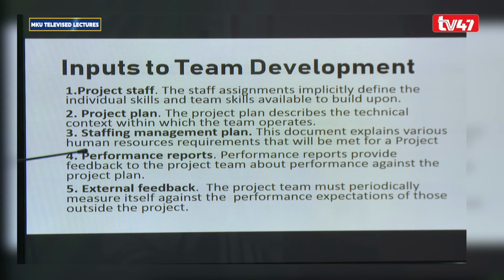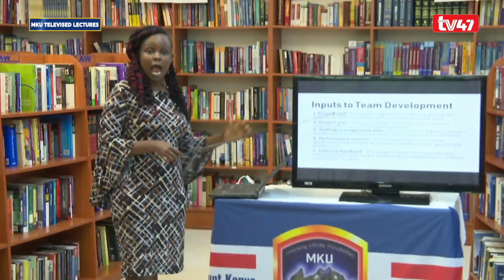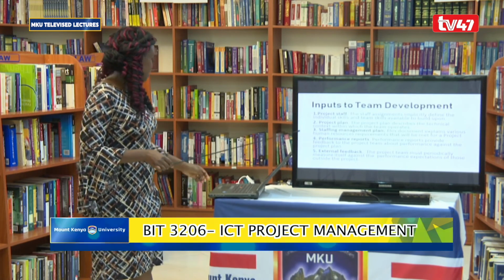And of course, external feedback. The project team needs to be periodically measured against performance expectations of those outside the project, so that the project team members can know how they are performing and how they are rated by the recipients of the project that they are working on. So these five inputs are very important to team development. Now we can look at tools and techniques that can help us in team development.